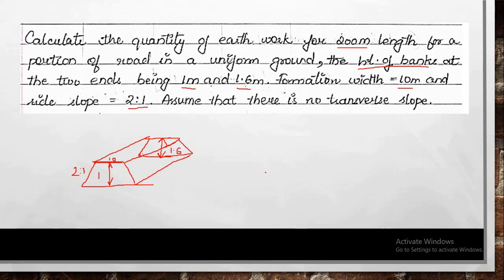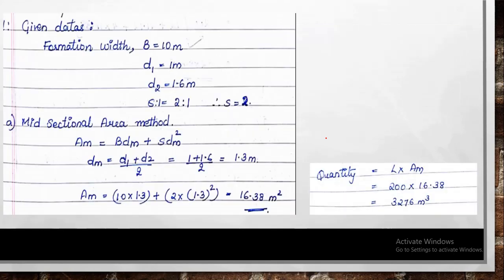This is the situation here, and also 2:1 is the side slope. So we know area, what is the formula for area? A is equal to BD plus SD square. I think we already have all the necessary values here. So we will see how it is calculated. Formation width B is equal to 10 meter. D1 is equal to 1 meter. D2 is equal to 1.6. Side slope is equal to 2:1. So the value of S will be 2.